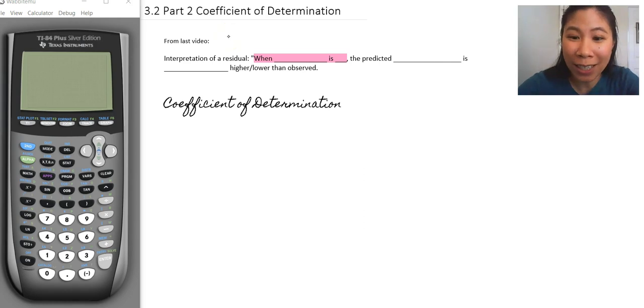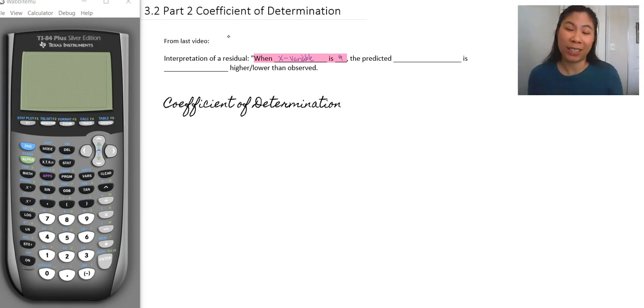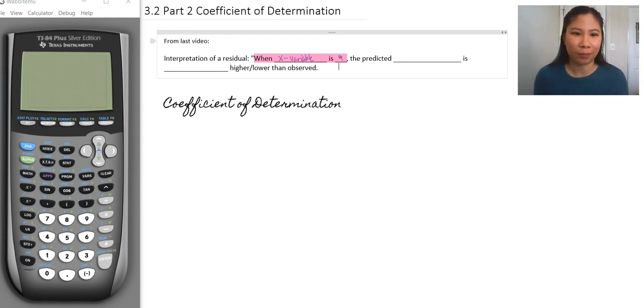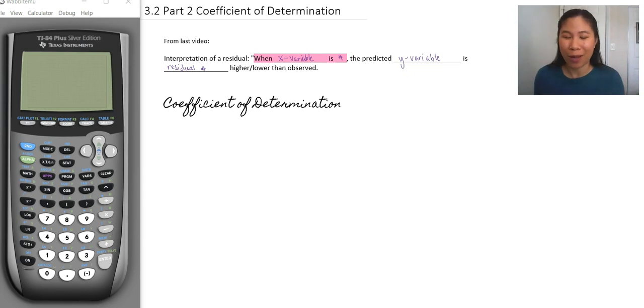So when your x variable, whatever that is, and then whatever the x number is. So basically we're saying when x equals this, then the predicted y value is however much higher or lower than observed. So I just wanted you to add that back into your notes, and then we move on.